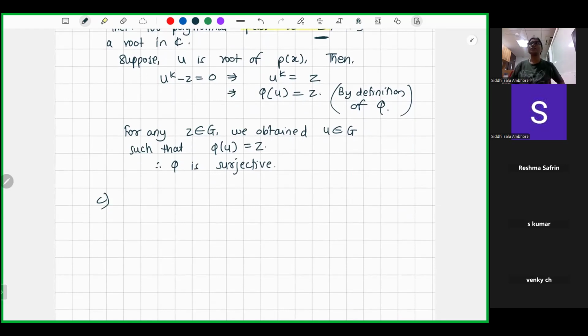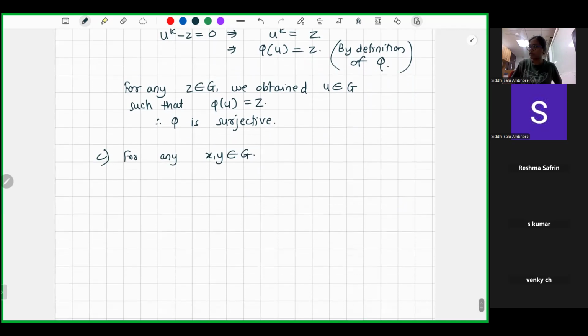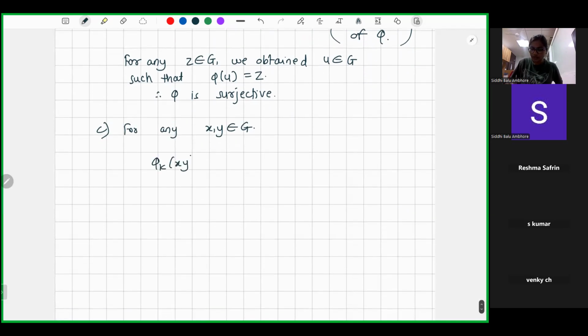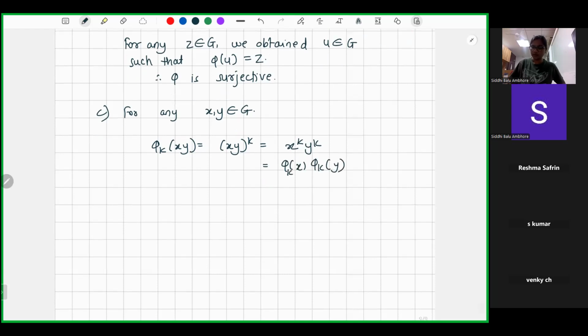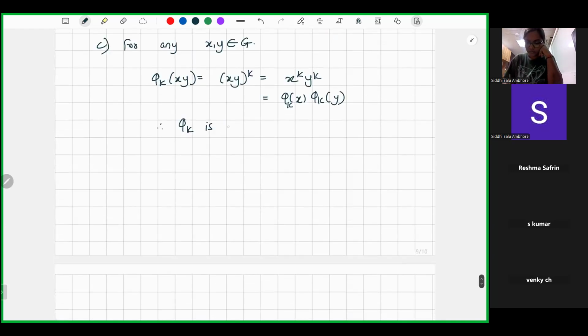Now we have to check whether this was a group homomorphism or not. For any x, y in G, phi k of xy will be (xy) power k. Since we are in complex numbers, multiplication is abelian, we get x power k, y power k. This is phi k of x and phi k of y. Therefore, phi k is a homomorphism.